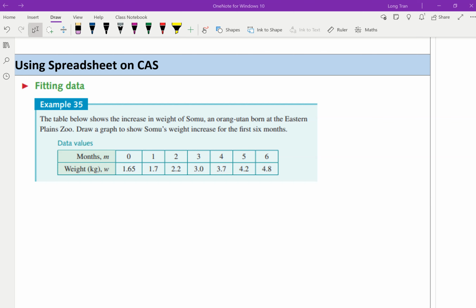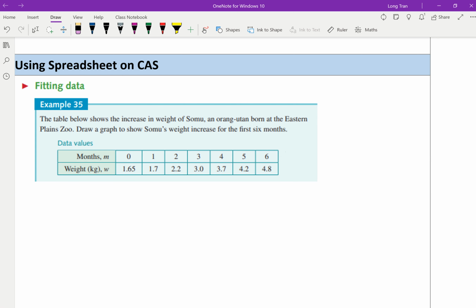Right over here, we can see that we are going to find the table below, example 35. Using the table below, which shows the increase in weight of Somu, an orangutan born at the Eastern Plains Zoo, draw a graph to show Somu's weight increase for the first 6 months. So this is the number of months, and that's the weight.